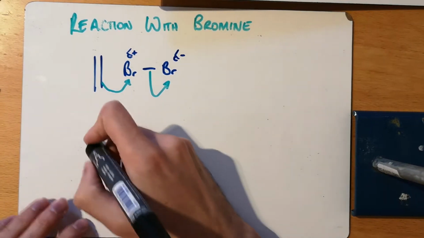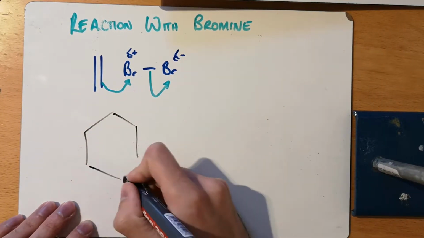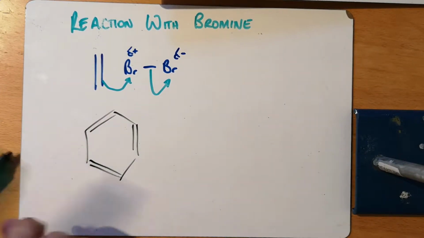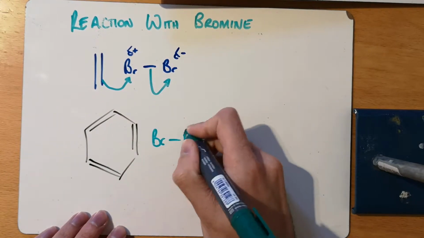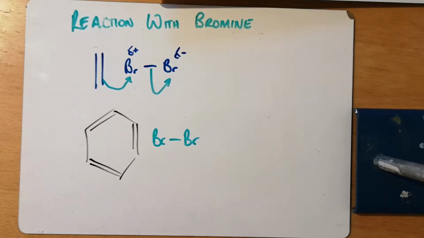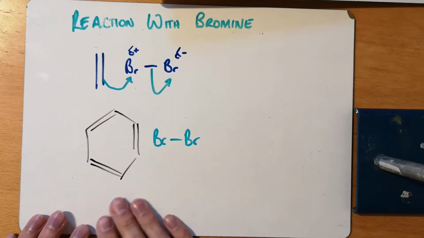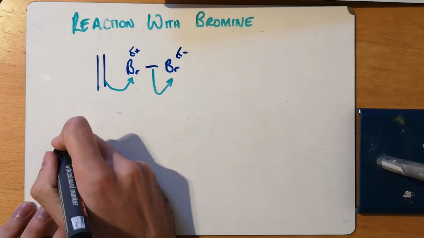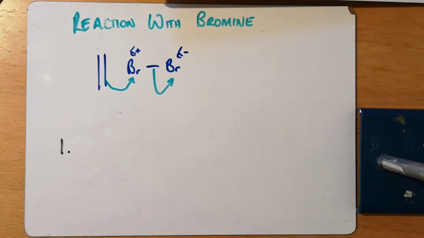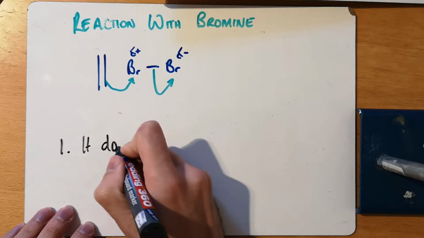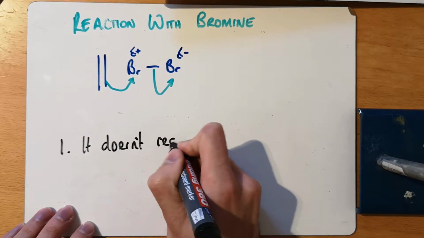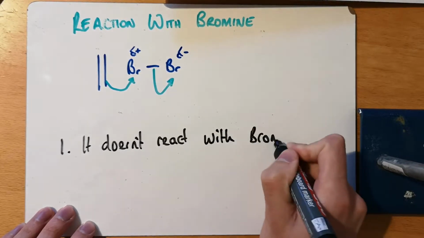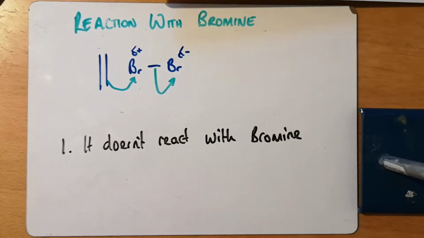So if we took Kekule's structure and put a double bond in, we'd expect this to do exactly the same thing. When bromine comes close, we'd expect a reaction. That should happen in Kekule's structure, but it doesn't in benzene. So the first reason why Kekule's structure may be wrong is that it doesn't react with bromine, or it doesn't decolorize bromine.